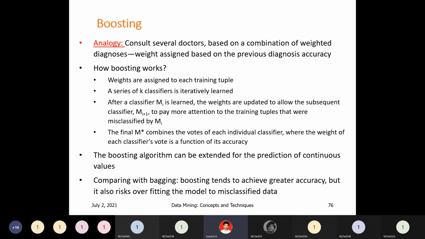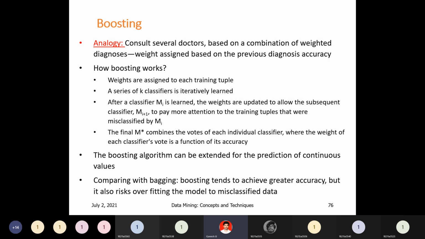Comparing bagging and boosting, boosting tends to achieve greater accuracy. I told you now, boosting obviously gets higher accuracy. Why? Because in each and every model it is giving a better result. M2 is better than M1, M3 is better than M2, like that. So it is giving higher accuracy than bagging.